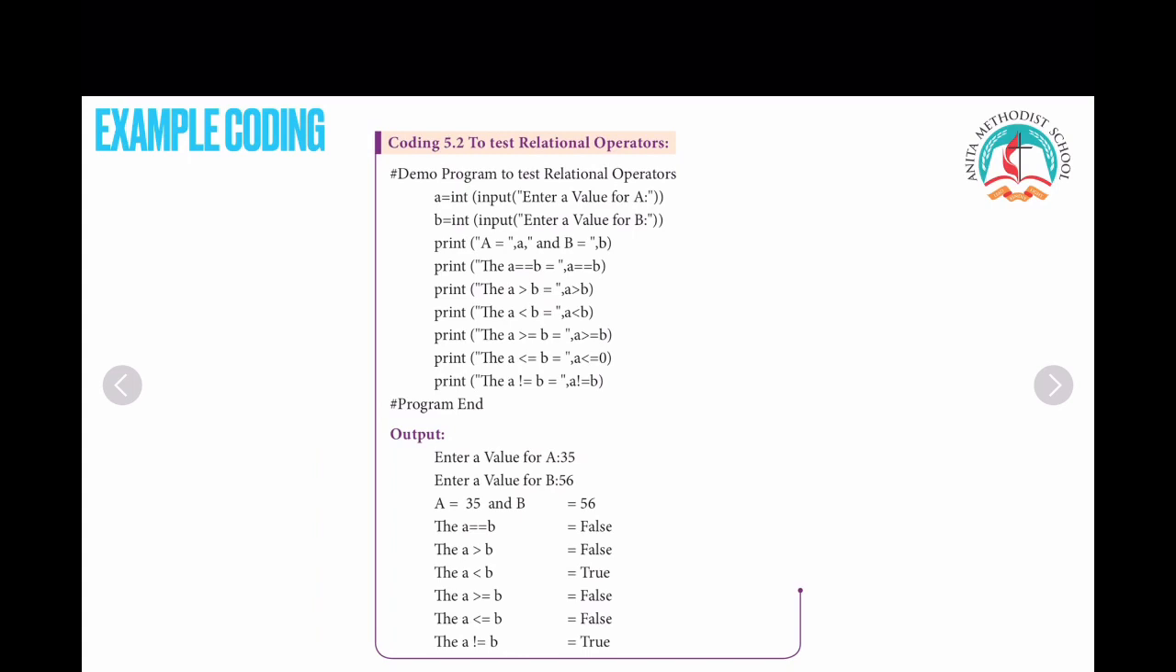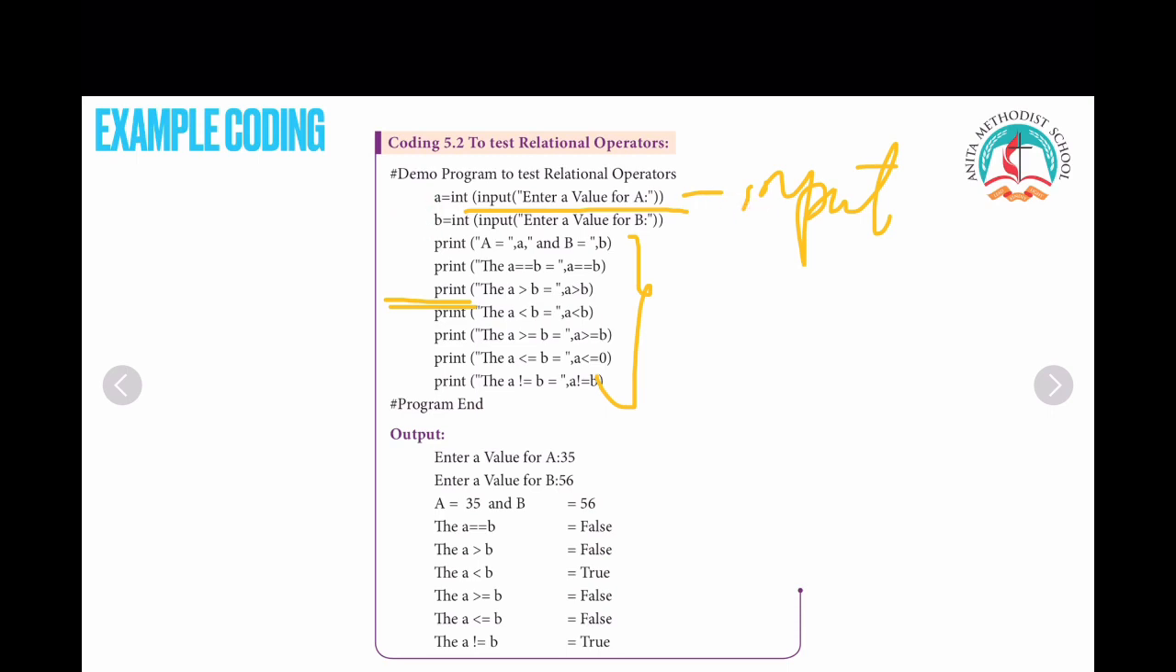What is an example coding for relational operators? We enter a value, we are getting the B value, A and B are printed first, and then we are checking whether they are equal to or not equal to or greater than or lesser than, and then we are ending the program. This is the program coding. Print is an output statement that we learnt earlier, and input is an input statement. We are getting the input from the user at runtime.